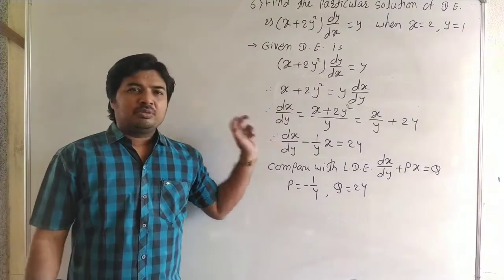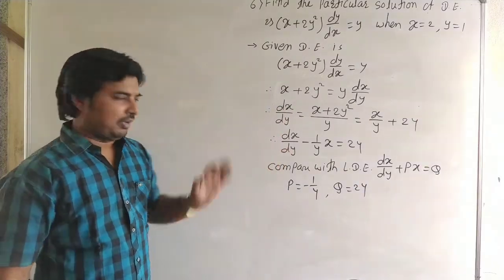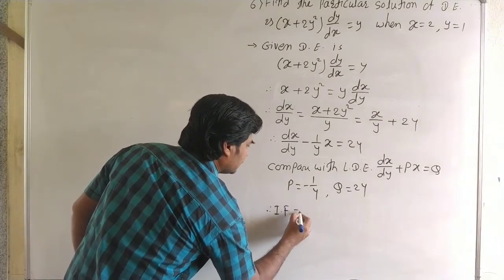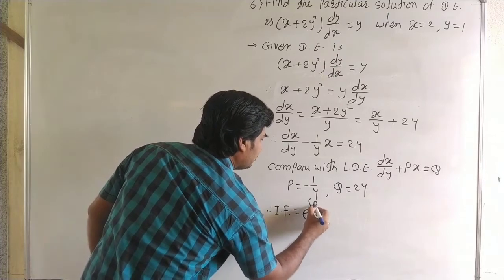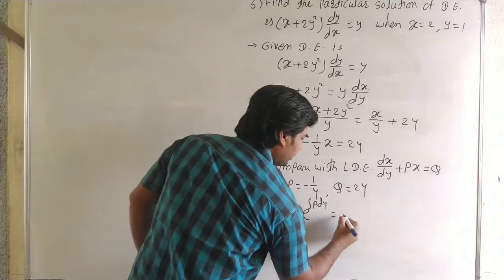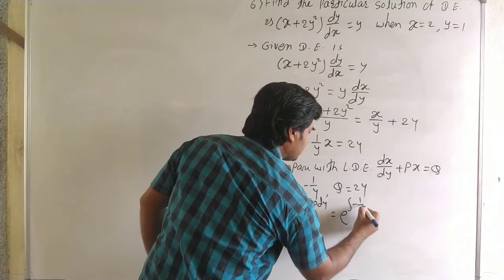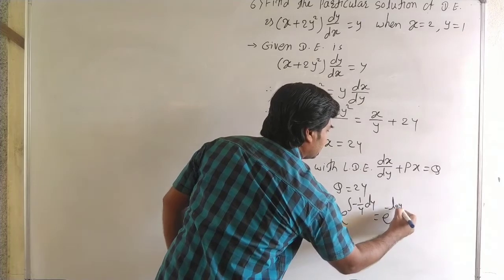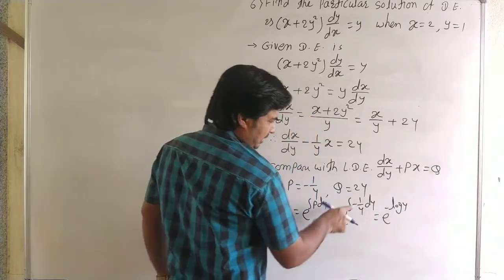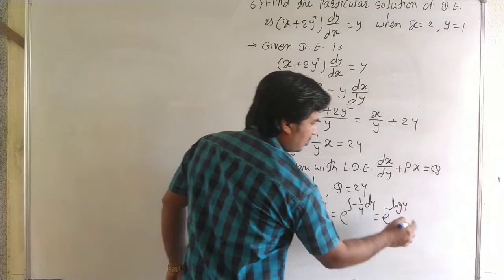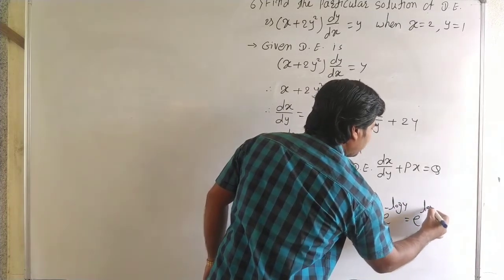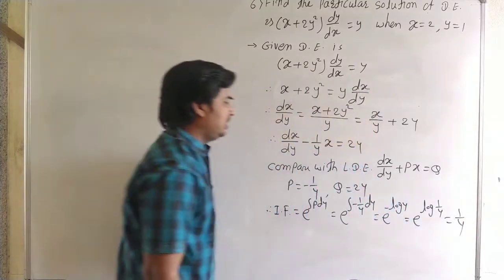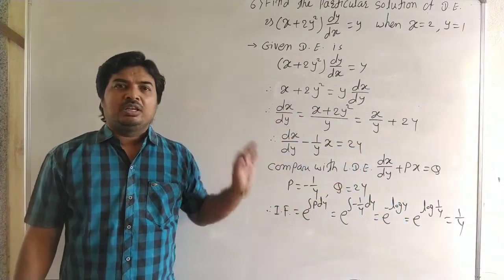Now to solve this linear differential equation, first write the integrating factor. Therefore the integrating factor is equal to e to the power integration of p dy is equal to e to the power integration of minus 1 by y dy, that is e to the power minus log y. Here minus, and the integral of 1 by y is log y. That means e to the power log of 1 by y, that means 1 by y is the integrating factor. Integrating factor is 1 by y.